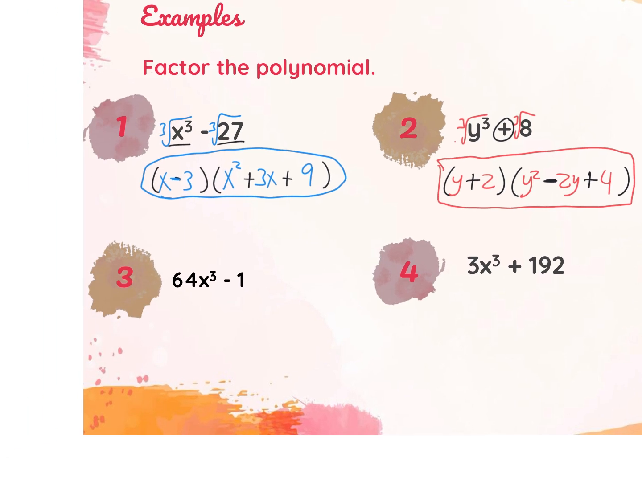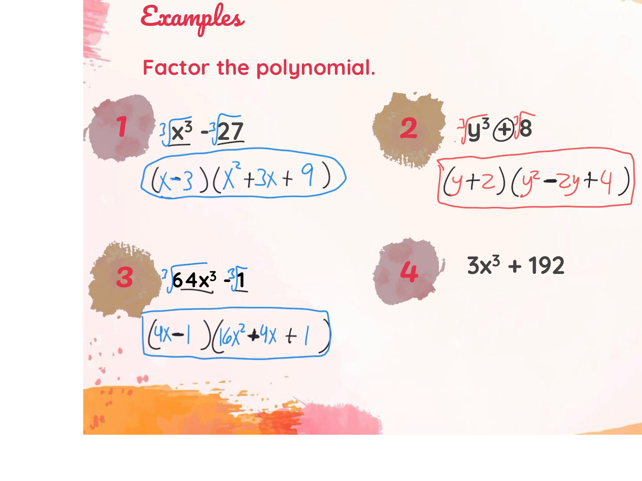Try the same thing with the next one, right? 64x to the third and 1 are both perfect cubes. So I'm going to write my parentheses doing same, opposite, always plus again. So minus, plus, and plus. And then I'm going to cube root the first, cube root the last. So it's going to be a 4x and a 1. And then in my trinomial, it's going to be the square of the first, so 16x squared, square of the last, so 1, and the product of the two in the middle. All right, and that's my final answer.